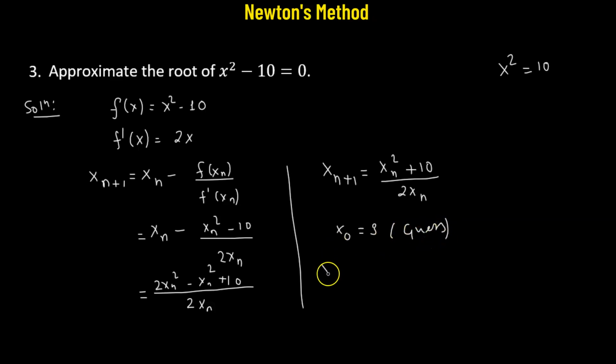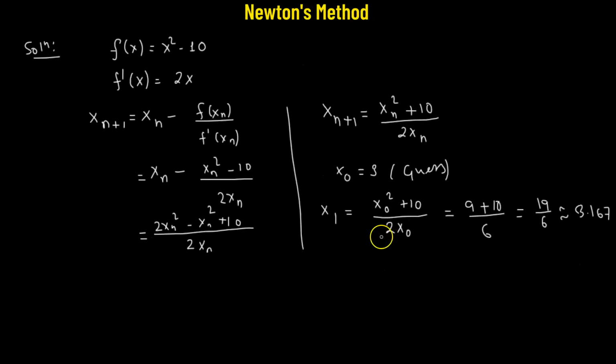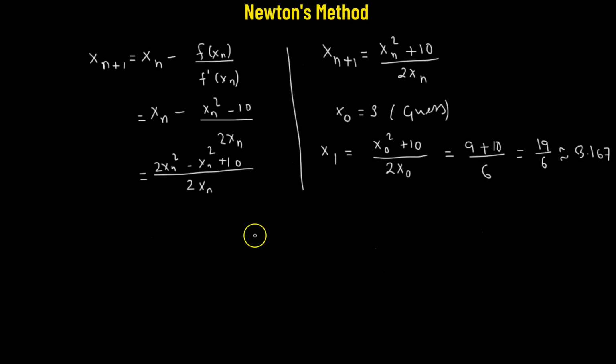Fine. So x1 will be equal to x0 squared plus 10 divided by 2x0. Substitute the value of x0 equals 3 into this equation. So 3 squared will be 9, 9 plus 10 divided by 2 times 3. So this is 6, we have 19 over 6, and this gives us 3.167.